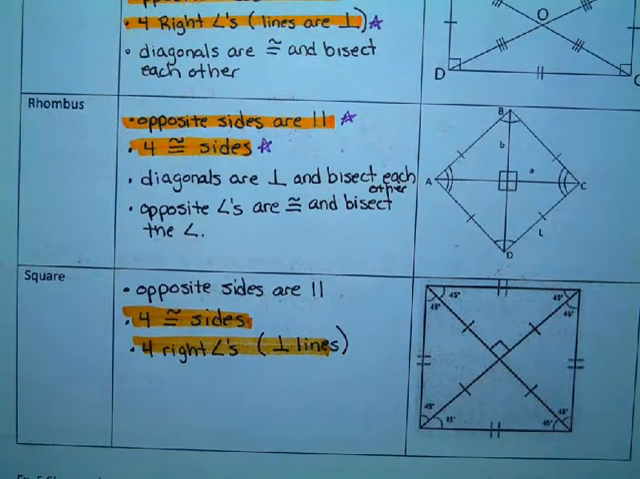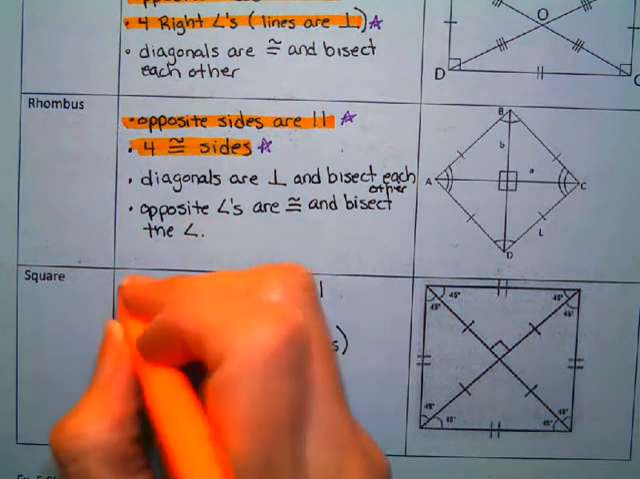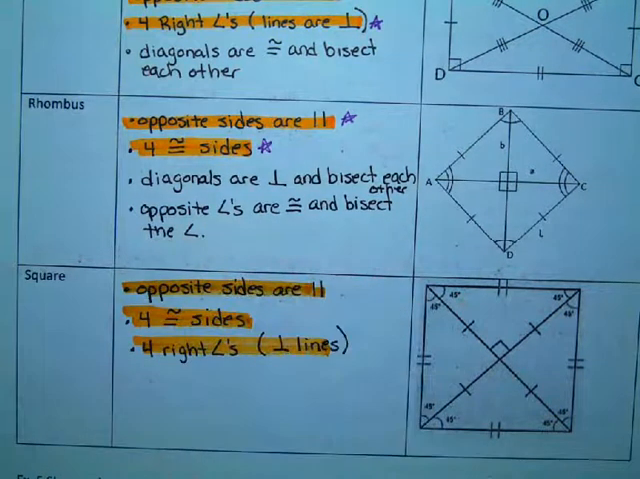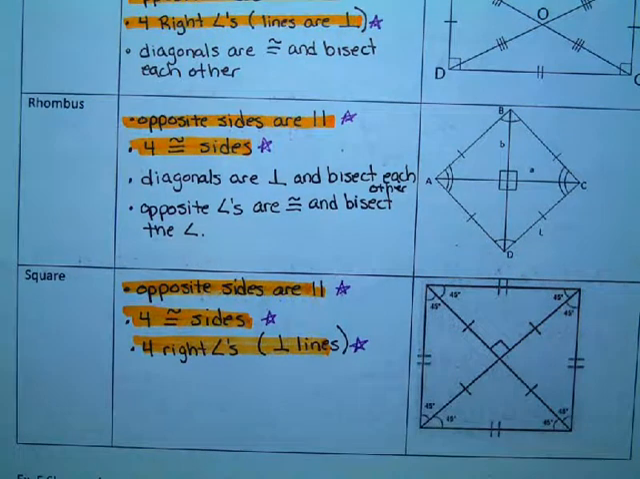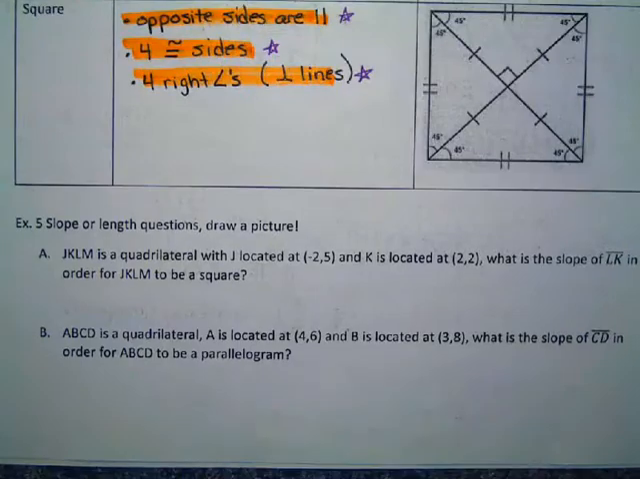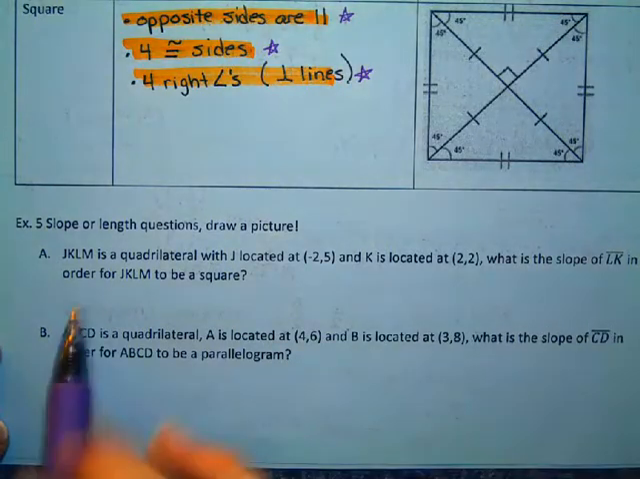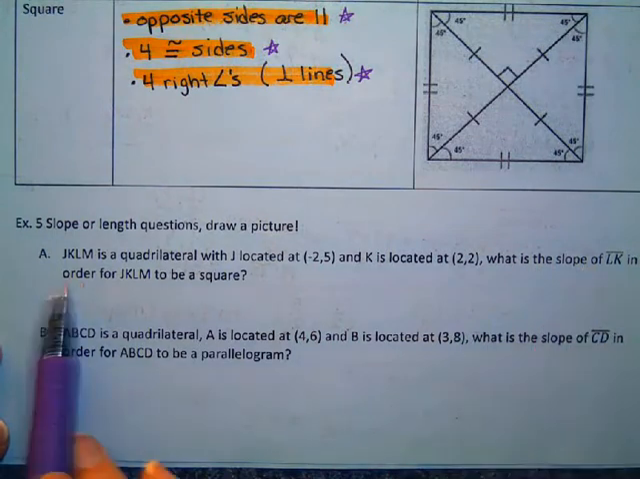Okay, we can say that opposite sides are parallel, but I don't necessarily have to find that one, and I'm not going to list out all the properties. I'm only going to list out the ones we really want to focus on to prove given some ordered pairs. Okay, so, slope or the length questions. Draw a picture. We have a quadrilateral with J located at that point, K located at that point. So I don't know what the quadrilateral is. You can draw it as a rectangle, a parallelogram, anything. It says, what is the slope of LK in order for this to be a square? Okay, well let's draw it as a square then.